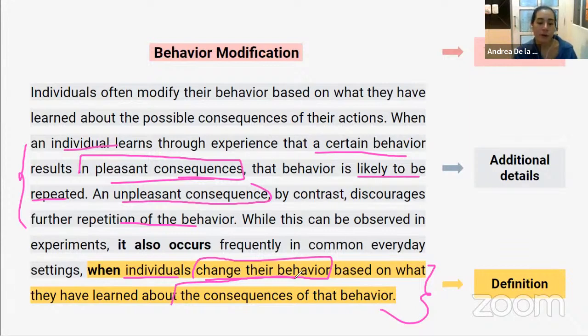Now, however, the most important part here is always going to be what relates to the topic the most. So what relates to the topic the most, to behavior modification, is the way that individuals modify their behavior, right? That's the main point here. So you need to always focus more on how this example shows the concept, right? So how does this example of kids show the concept of behavior modification? Because these kids have modified their behavior based on the reactions that they got from the teacher.